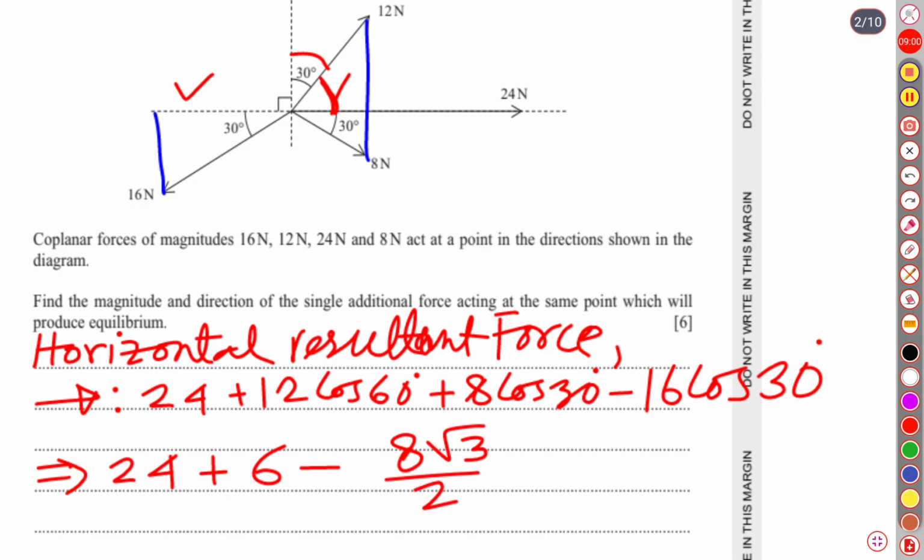So finally, our resultant force in the horizontal direction is going to be 24 plus 6, which is 30, minus 4 square root of 3. So 30 minus 4 square root of 3 is the resultant force along the x-axis.